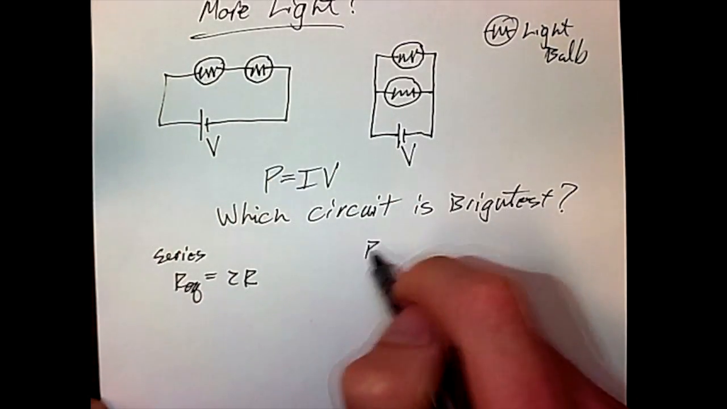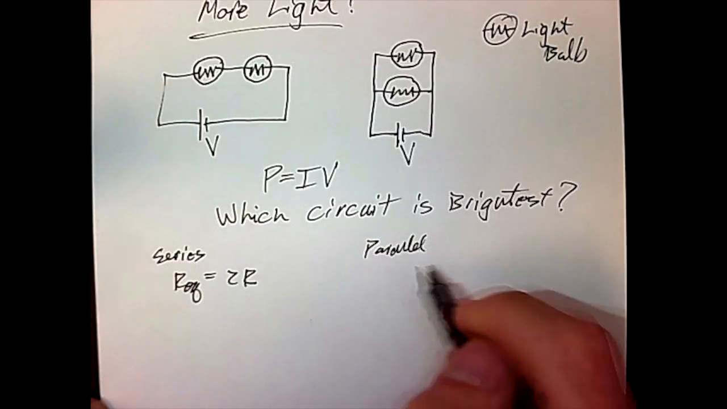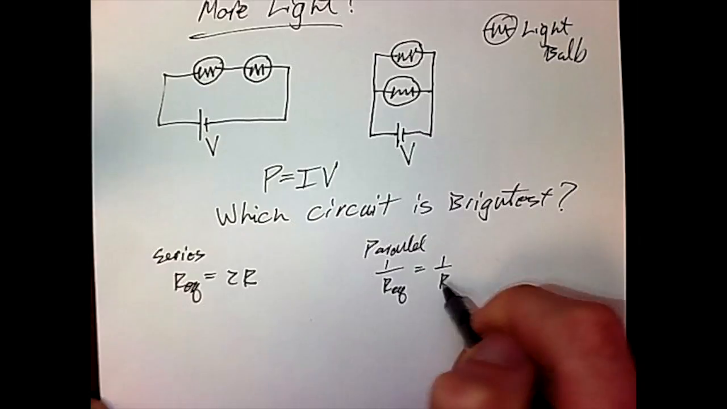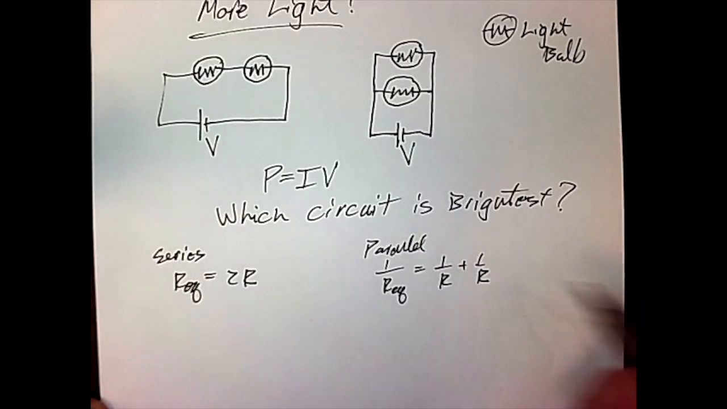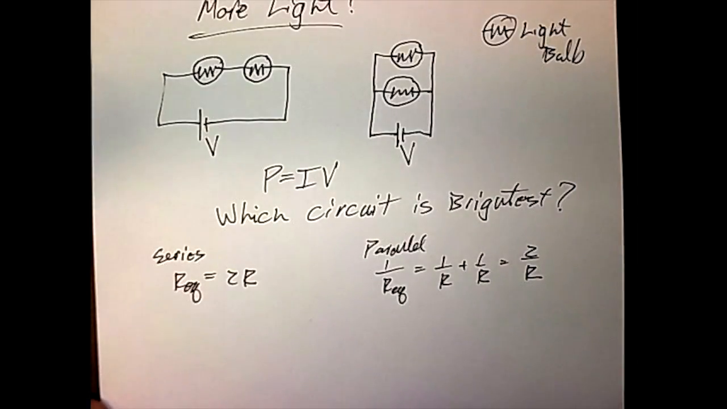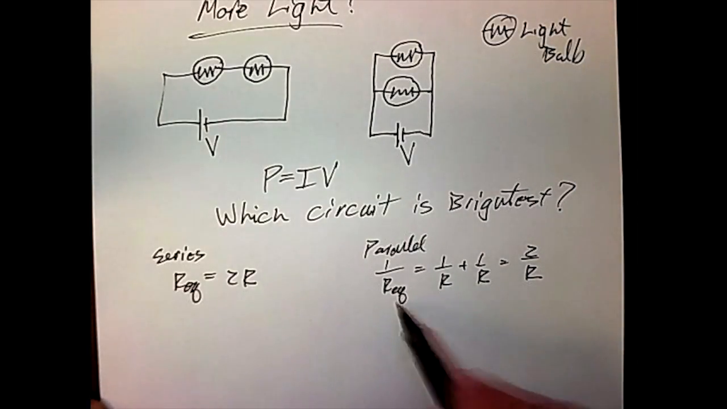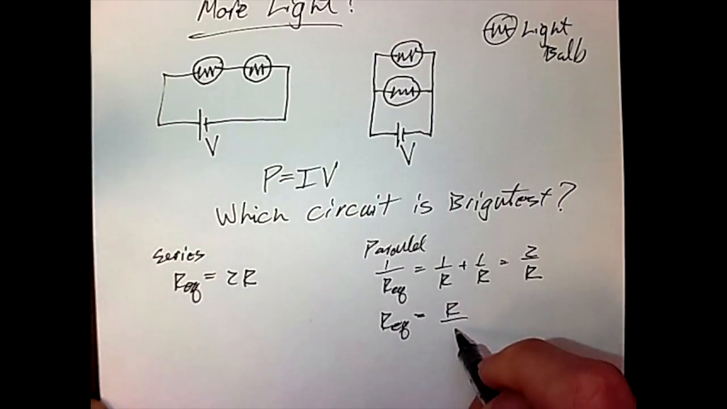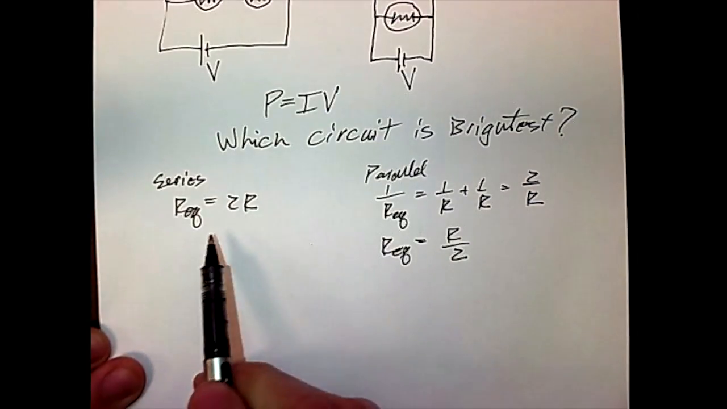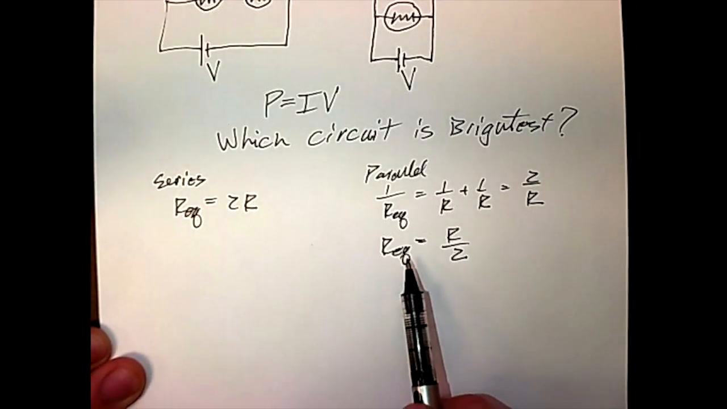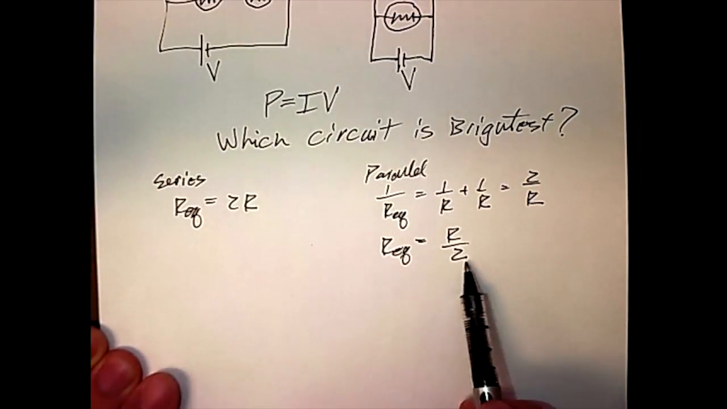In the parallel combination, the equivalent resistance is calculated by 1 over the Req, and so we have 1 over R plus 1 over R, which yields 2 over R as a solution. But in order to calculate the Req, we need to take the inverse, and so we find that the equivalent resistance is the resistance divided by 2. So on the left-hand circuit, the resistance is 2R, and on the right-hand circuit, the resistance is R divided by 2, or half.